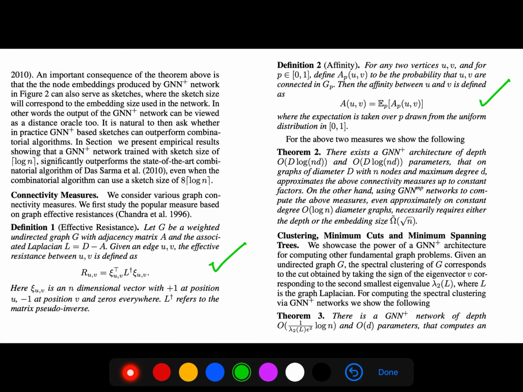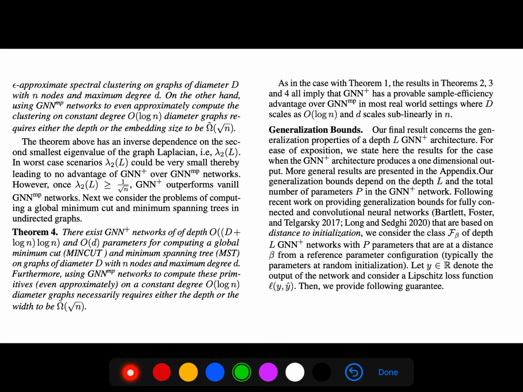And also another problem that they are trying to solve is clustering, minimum cuts and spanning trees. So the spectral clustering of G corresponds to the cut obtained by taking the sign of the eigenvector corresponding to the second smallest eigenvalue. So the theorem says that there exist GNN plus networks for computing a global minimum cut and minimum spanning tree with n nodes and maximum degree D.